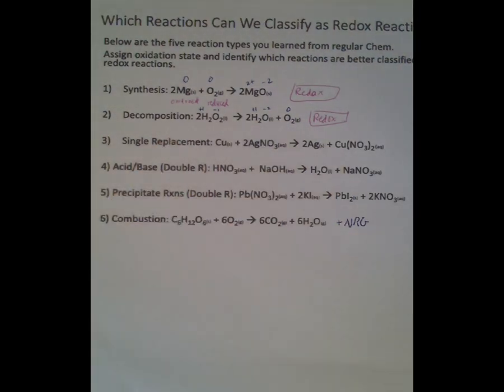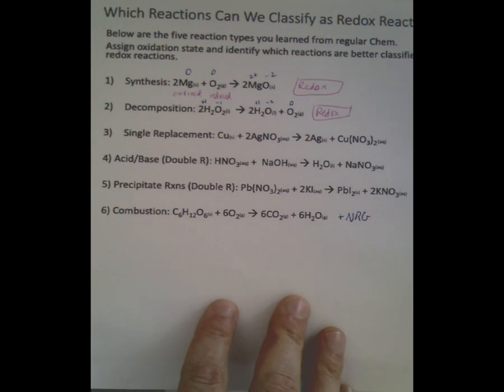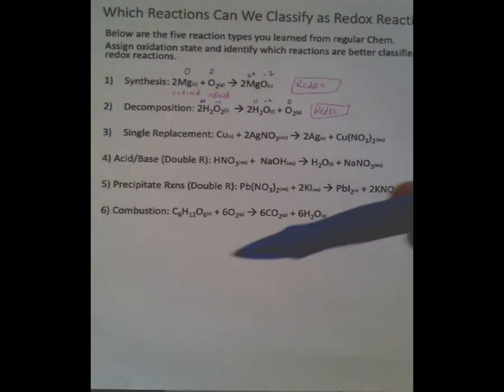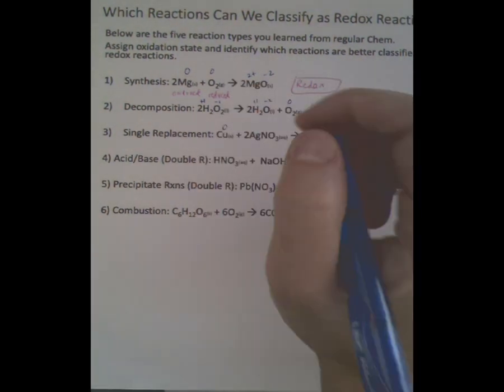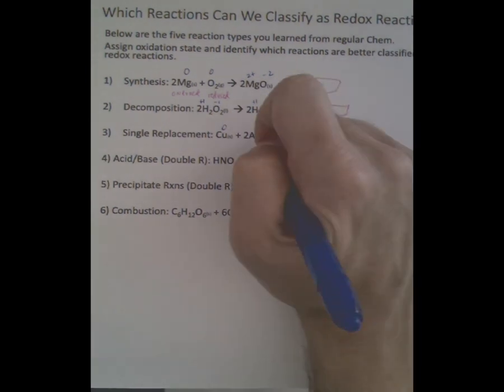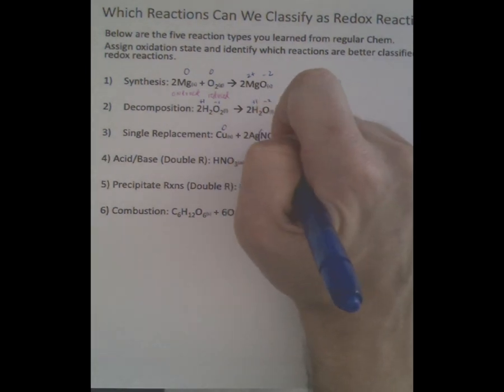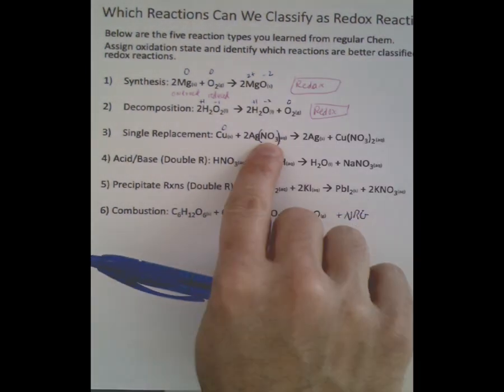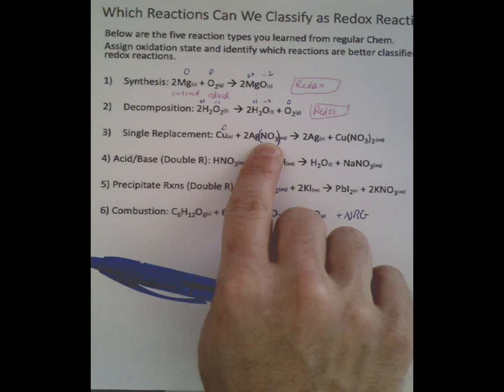This would be more complicated than I'd have you do on a test. I'd have you do more straightforward ones. All right, single replacement. Let's go through it. Copper is elemental, so it's 0. I'm just going to group my polyatomics, makes it a little bit easier. If you want to see the full nitrate oxidation state, you can go back and look at it.